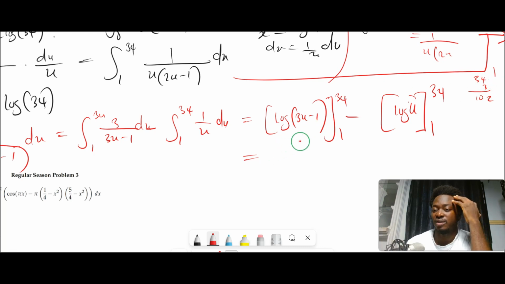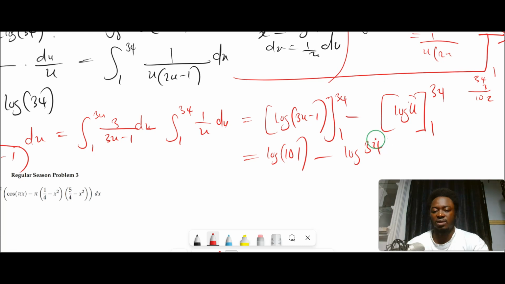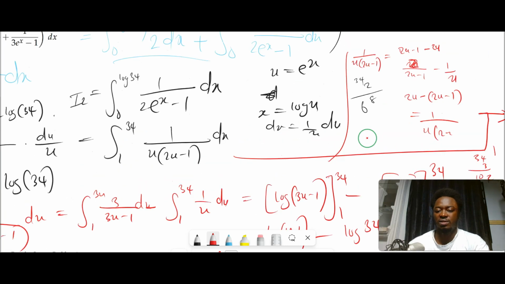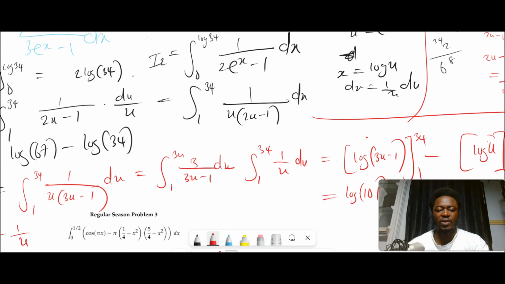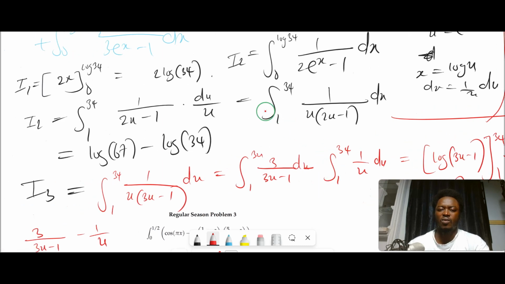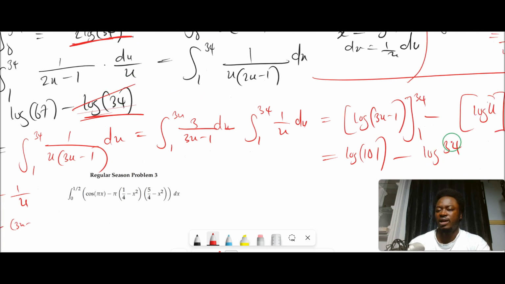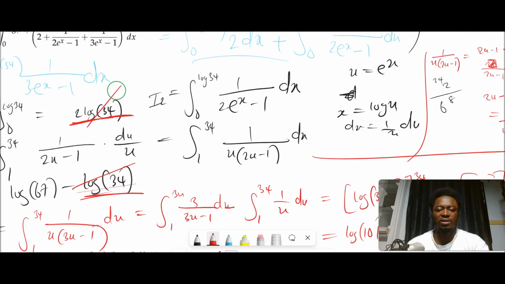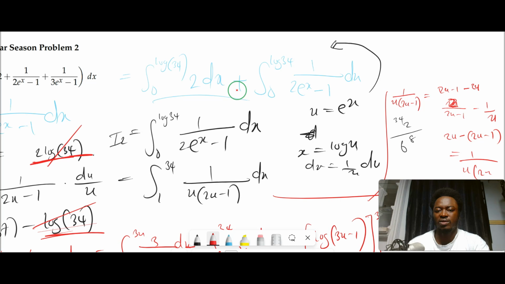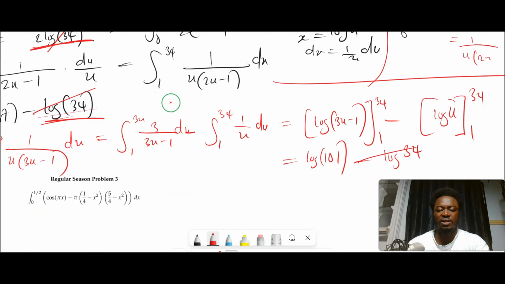So you subtract 1, so you have logarithm of 101 minus logarithm of 34. Now we can collect our results. I think we have obtained logarithm of 34 twice here. Remember that first I1 contained twice log of 34. Now I2 contained log of 34, and I3 contained log of 34. So I think this log of 34 and this log of 34 would cancel out with this log of 34, because everything here is a plus sign. So we're not expecting the sign to change anytime soon.